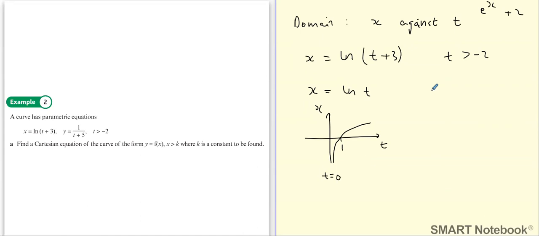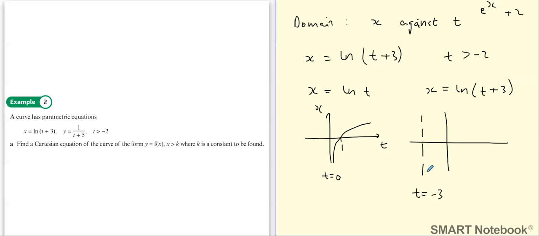Now that then is going to help us sketch x equals ln t plus 3, because that allows us to transform this graph and shift it 3 to the left. So if I shift it 3 to the left, my asymptote is going to go to t equals minus 3. And this is minus 2. And this is x and this is y. Are you happy with the sketch of x equals ln t plus 3?